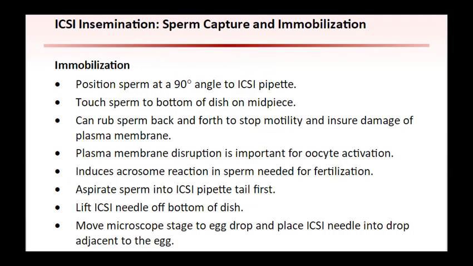Immobilization is a technique in which the embryologist rubs the tail of the sperm against the dish with the ICSI pipette, causing damage to the sperm plasma membrane. This releases sperm cytosolic components involved in oocyte activation. Damage inflicted to the sperm flagellum results in membrane destabilization and consequential acrosome reaction. Combination of these parameters is a prerequisite for fertilization.